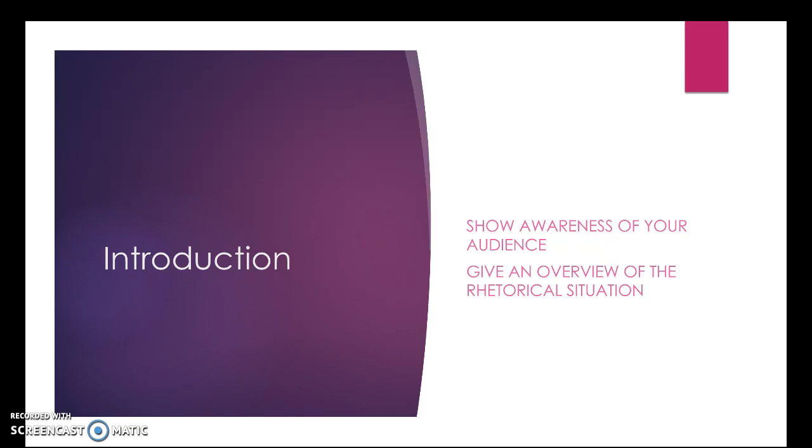Okay, so here is a brief overview of how you should structure your paper. You're going to start with your introduction. The introduction is a really important place to show awareness of your audience and to explain why you think the topic of the article that you're analyzing would be important to them. You also, in that introduction paragraph, particularly for the rhetorical analysis, want to give an overview of the rhetorical situation. What is the author's purpose? Who is the author? Who's the writer? What is the context that the article is placed in?